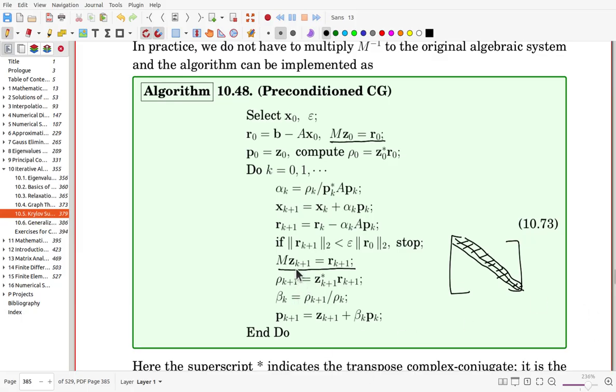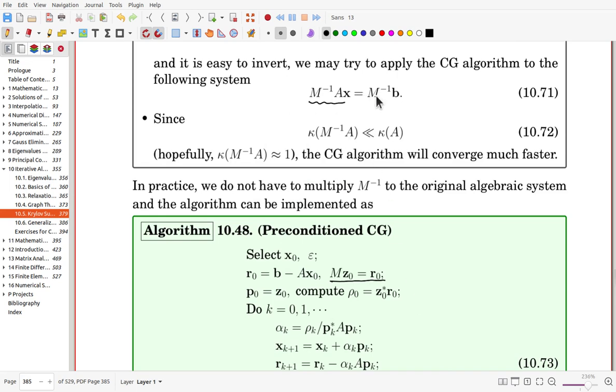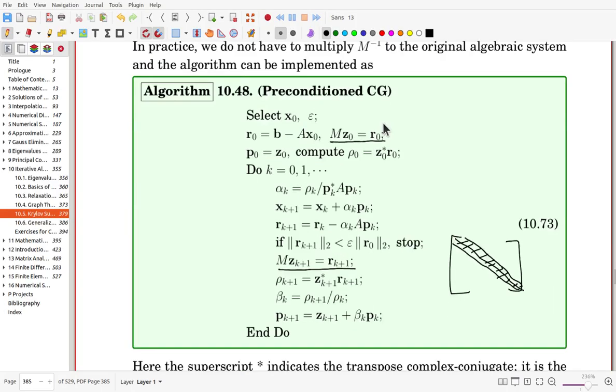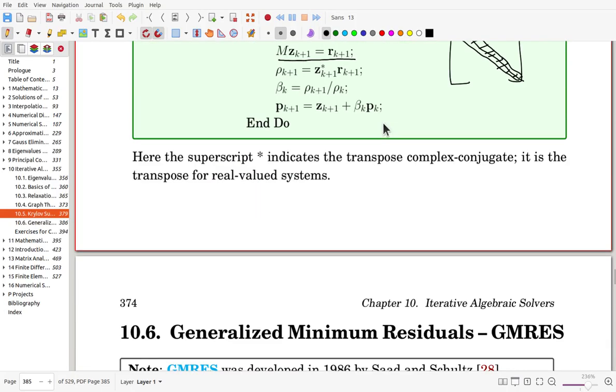So this is the difference. And also, when you compute rho, rather than the r dot product, you take the dot product with z. That's the only difference. And if you do it this way, then that is exactly the same as solving the preconditioned system. With a good choice of M, you can enjoy much faster convergence. Okay, that's the end of the section. Thank you.